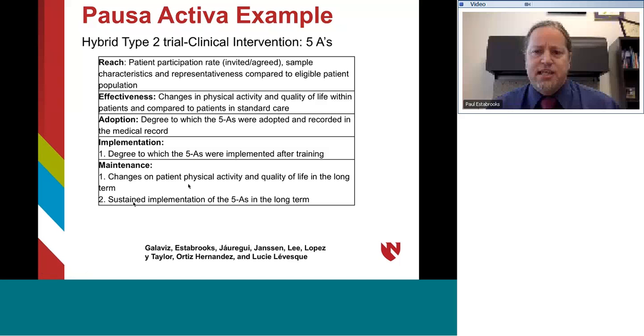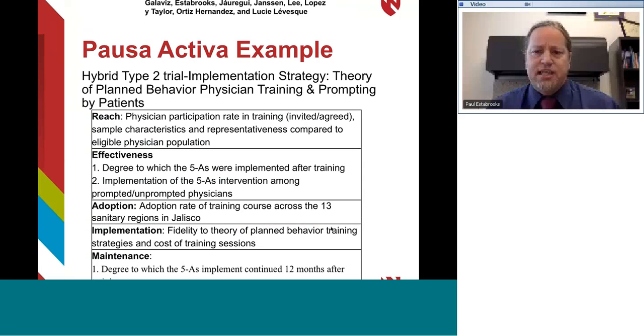And then for maintenance, we looked at changes in patient physical activity and quality of life in the long term, so beyond the intervention by 6 to 12 months. And then also we looked at the organizational level maintenance, sustained implementation of the 5 A's in the long term. And in this case, again, it was 6 to 12 months after we had initially trained the physicians on the intervention. Okay, so that looks pretty straightforward from the clinical intervention.